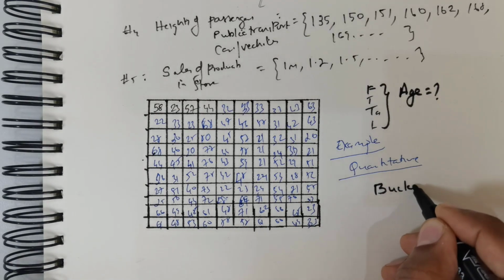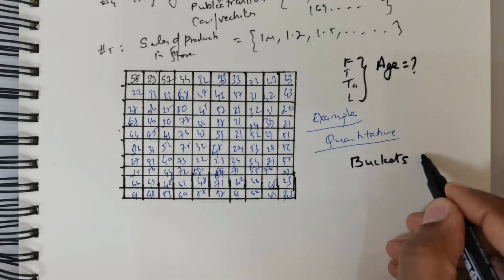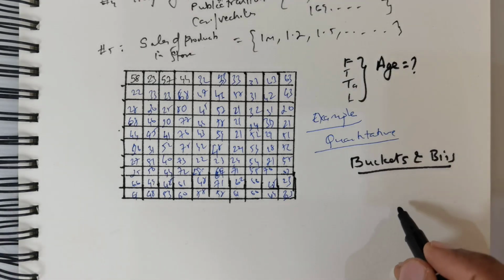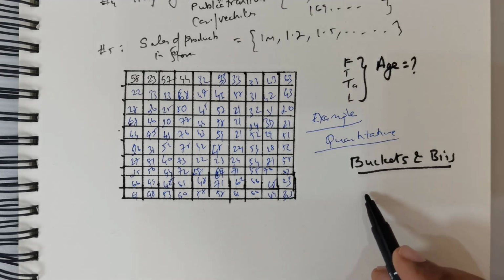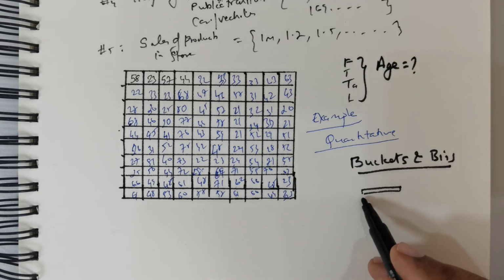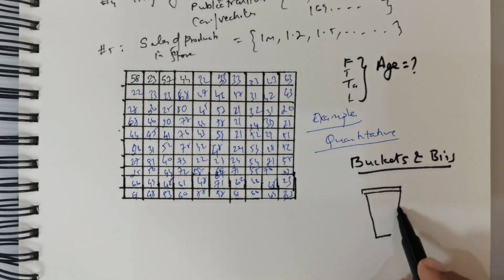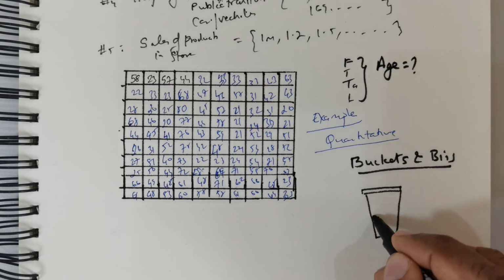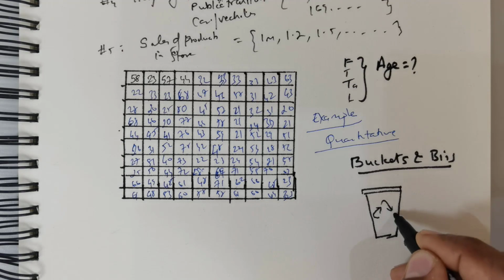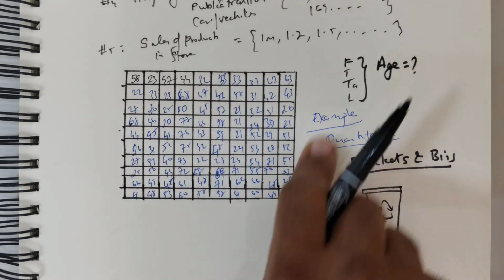You got to put the data either in a bucket or in a bin. Now you might be wondering, what is this terminology, bucket and bin? This is nothing but distributing the data. You take all this information and you put it in a bucket. Let us assume this is the bucket that you are utilizing to put data in. All of this information goes here.